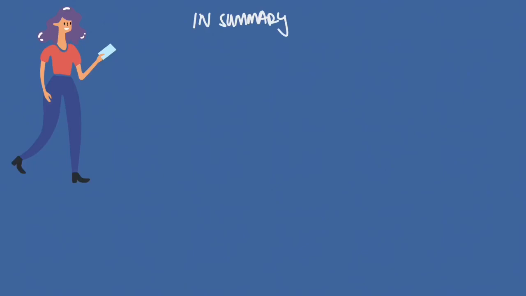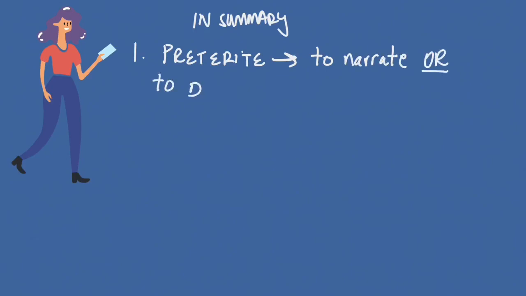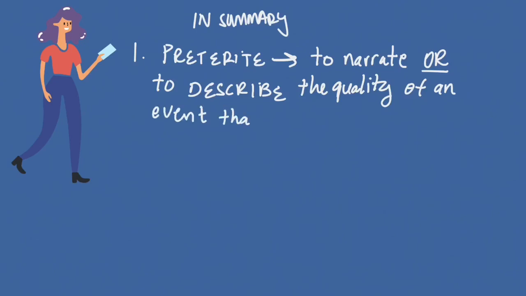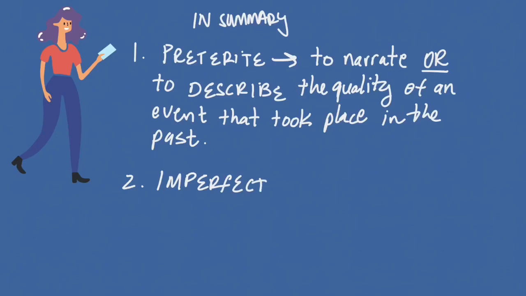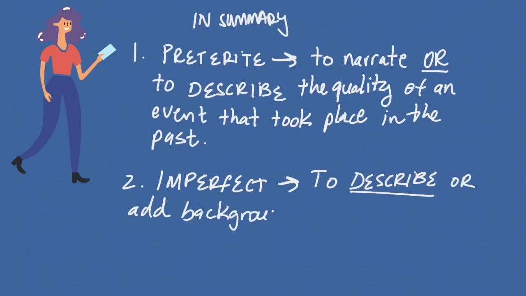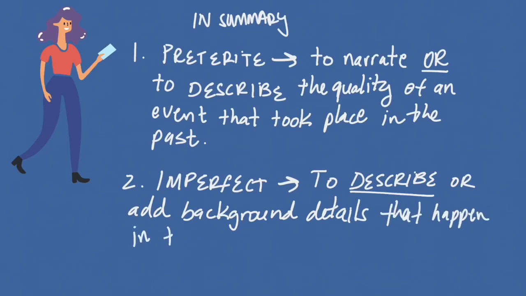In summary, to understand the difference between the preterite and the imperfect: the preterite is to narrate or to describe the quality of an event that took place in the past. Remember, with a clear beginning and end. And the imperfect is mainly to describe or to add background details to events that happened in the past.